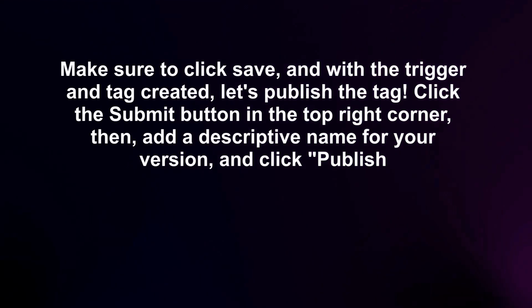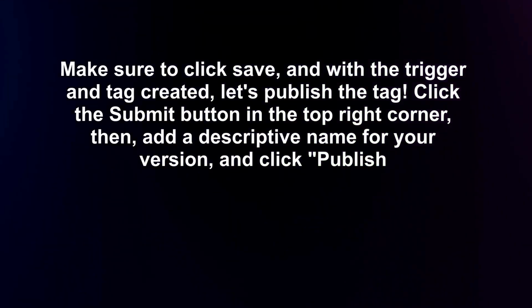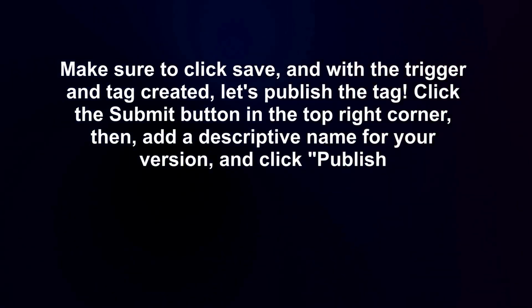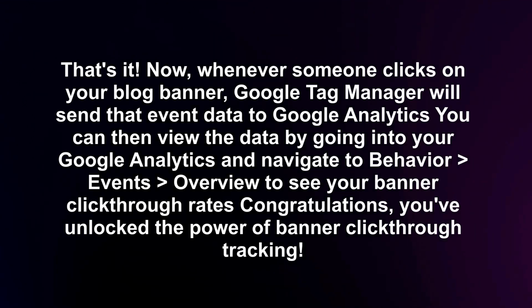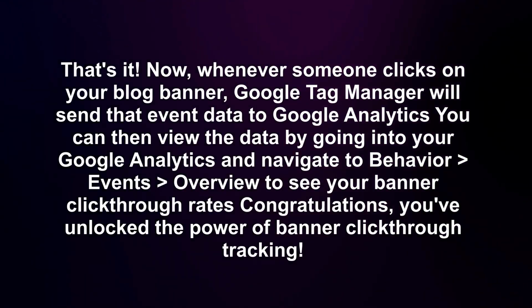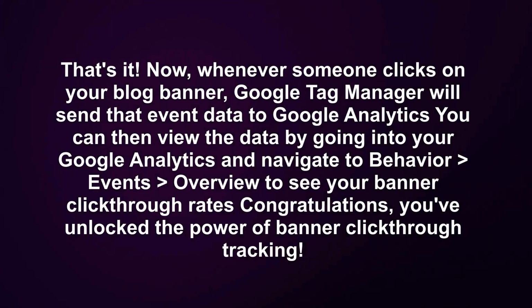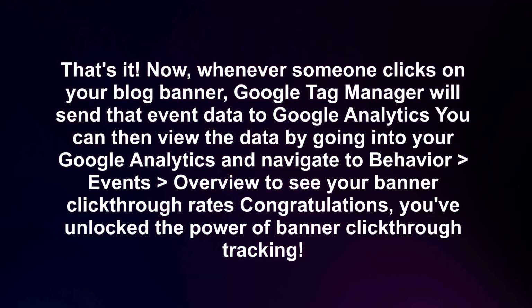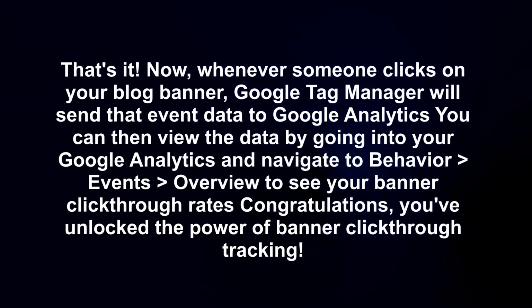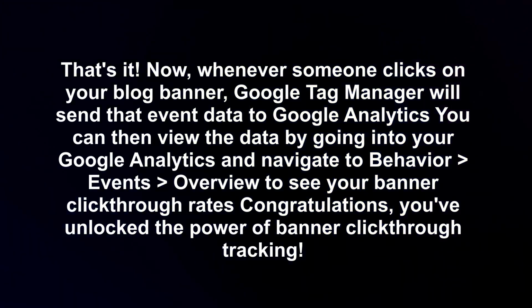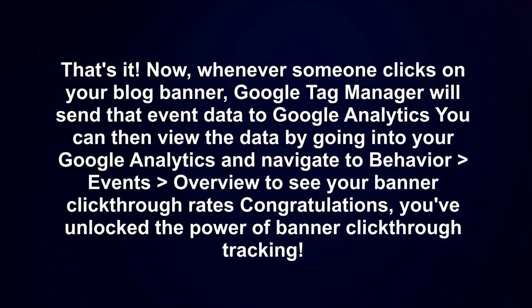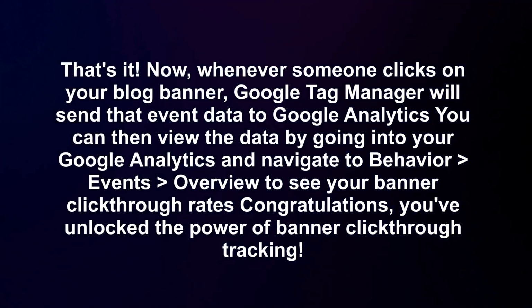Click the submit button in the top right corner, then add a descriptive name for your version, and click publish. That's it. Now, whenever someone clicks on your blog banner, Google Tag Manager will send that event data to Google Analytics. You can then view the data by going into your Google Analytics and navigating to behavior greater than events greater than overview to see your banner click-through rates. Congratulations! You've unlocked the power of banner click-through tracking.